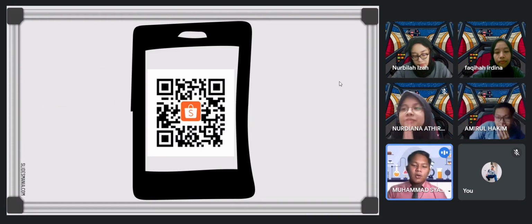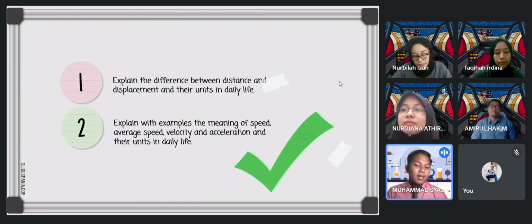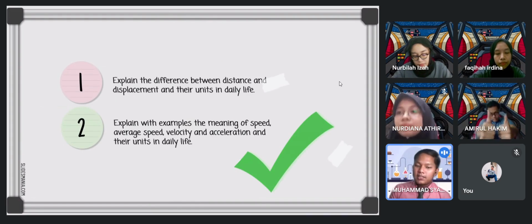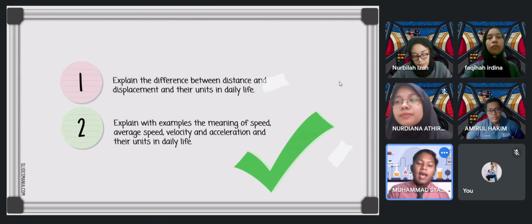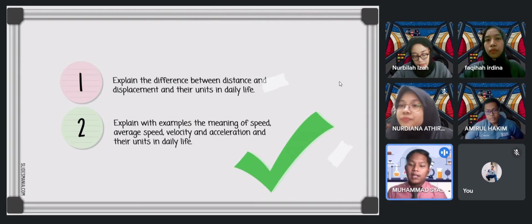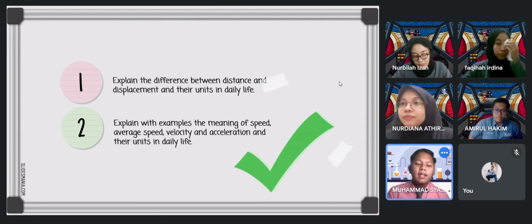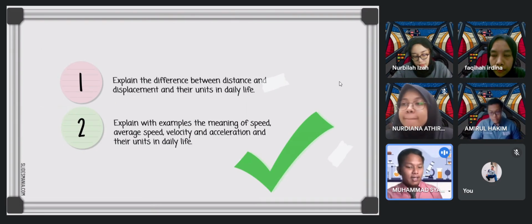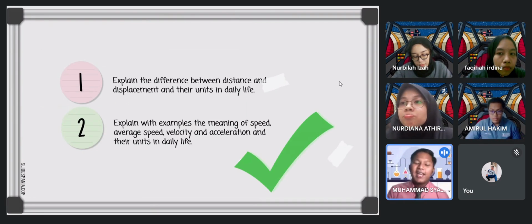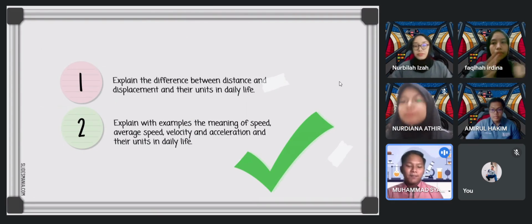Okay, students. So, I can conclude that all of you have achieved our learning outcome for this subtopic, which is that you are able to explain the difference between distance and displacement and their units in daily life during our learning session. And you are able to explain with examples the meaning of speed, average speed, velocity, and acceleration and their units in daily life during the activity session just now. Okay, good job everyone.